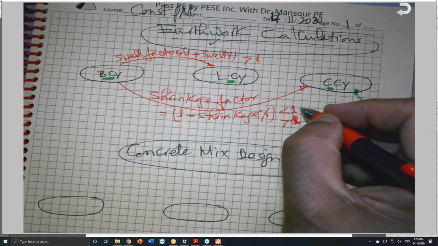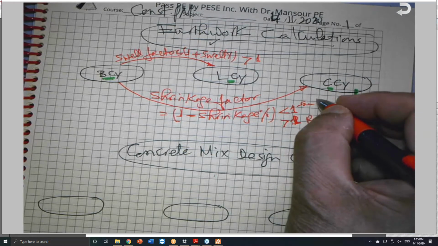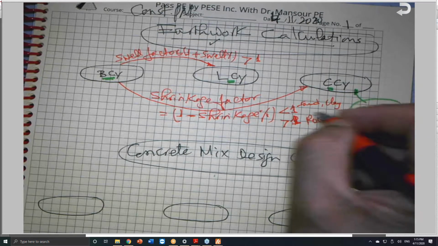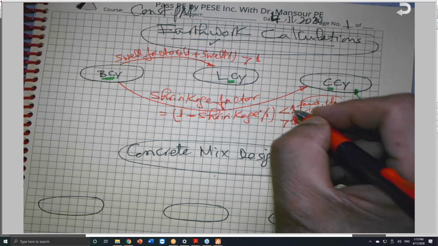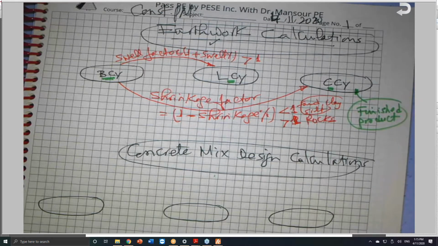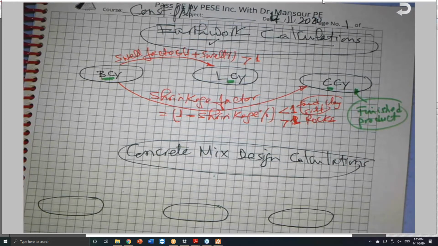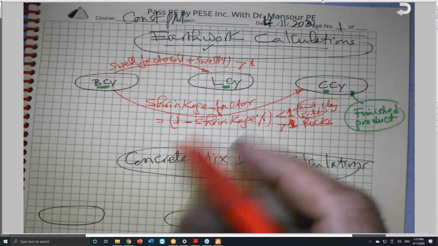And less than 1 for sand, clay, silt, name it, or a mixture of these. Less than 1. And this is why here we can write some relationships. What can we do? Or what can we write?